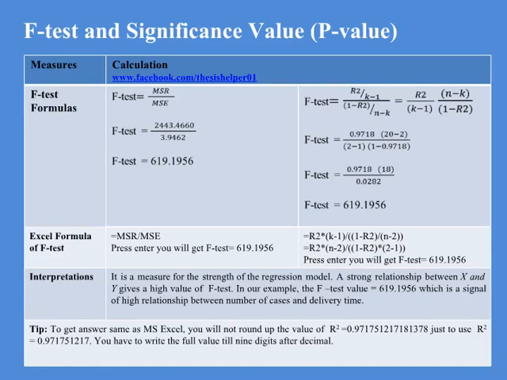Interpretations. It is a measure of the strength of the regression model. A strong relationship between x and y gives a high value of the F-test. In our example, the F-test value is equal to 619.56, which is a signal of a high relationship between number of cases and delivery time. Tip: to get the same answer as MS Excel, you should not round off the value of R square; you have to write the full value to 9 digits after the decimal.